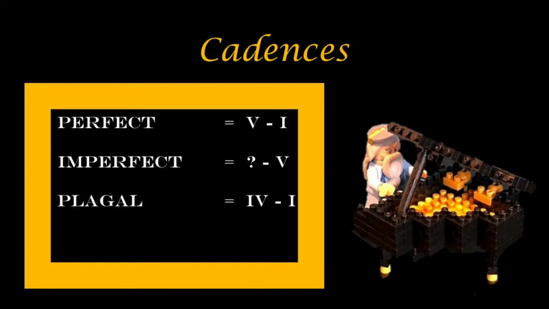Now the plagal, also known as the amen cadence, is a 4-1. And the interrupted, as mentioned before, is a 5 to something else. Most commonly, we're going to find a 5-6, and that kind of just keeps the sentence going. But again, you could go to a chord 3 as well, which is kind of back to a tonic type chord.